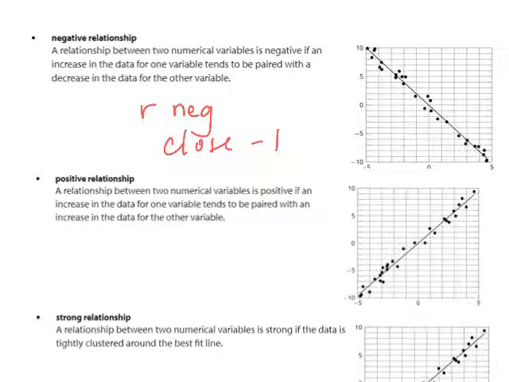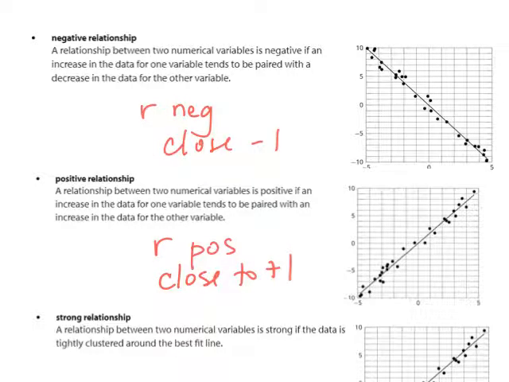The next one is a line going up. And so this R will be positive because it's an increasing relationship. And all these data points are very close to the line. So your residual plot will be very close to 0. And so this R value is close to +1.